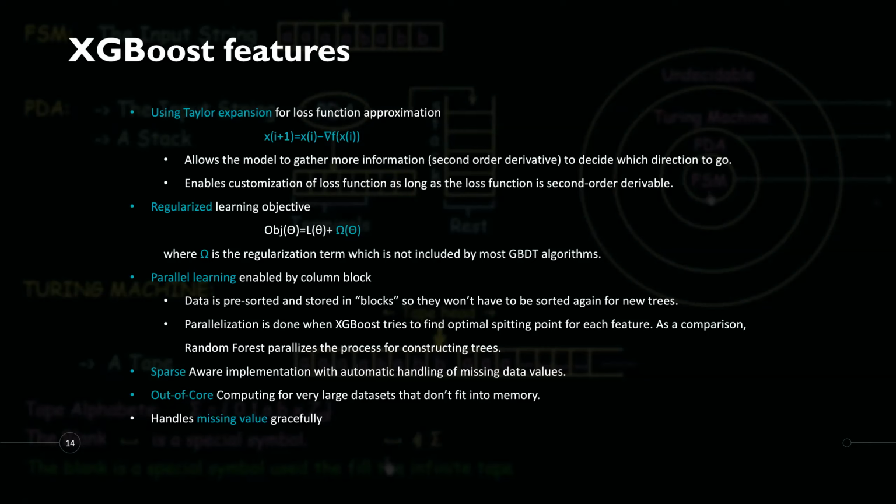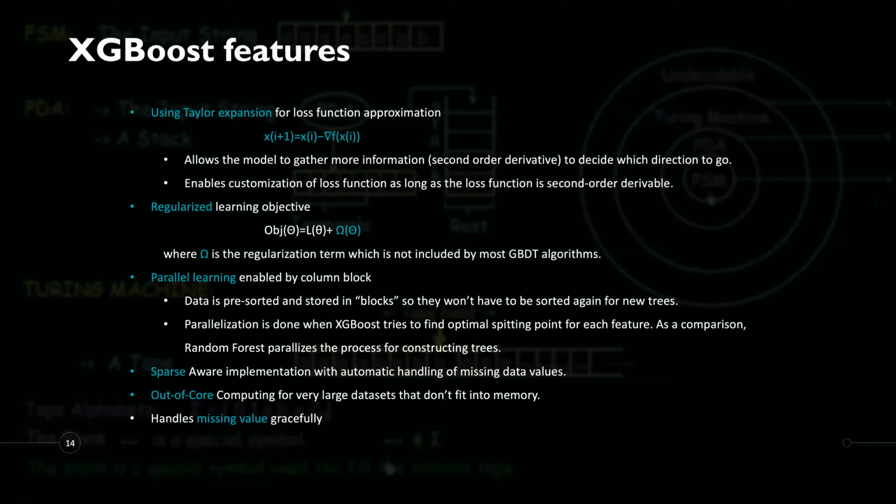Given those engineering challenges, using a Taylor expansion allows us to customize our loss function. We don't have to worry about the implementation. We just need to define the loss function, and as long as the loss function has a second order derivative, we can implement the algorithm just once and decouple the loss function from the main algorithm. So that's one benefit.